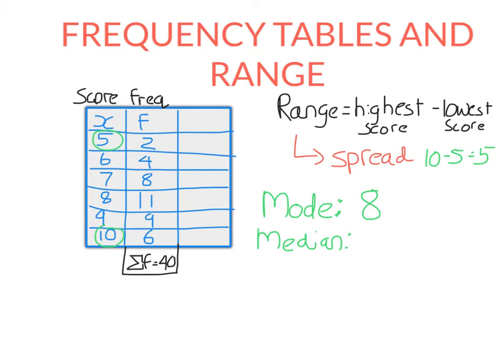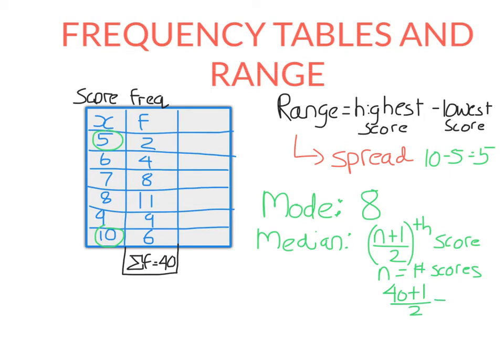So there's a quick way you can figure out which score gives you the median, and that is using the formula n plus 1 on 2. Now, n plus 1 on 2 doesn't tell you what the median is. It tells you which score is the median. As we discussed in the previous video, n is the number of scores. So when we have 40 scores, n is 40. If I put 40 into this formula, I get 40 plus 1 on 2, and if you put that on your calculator, you get 20.5.